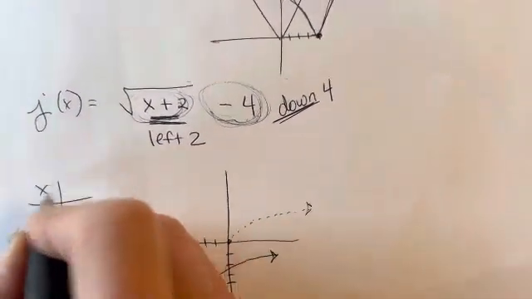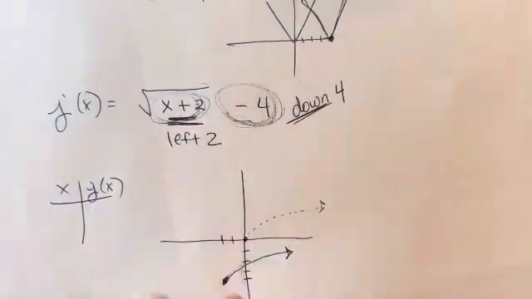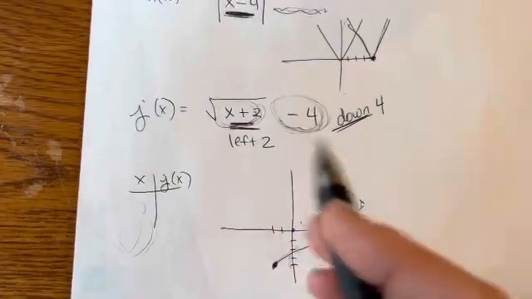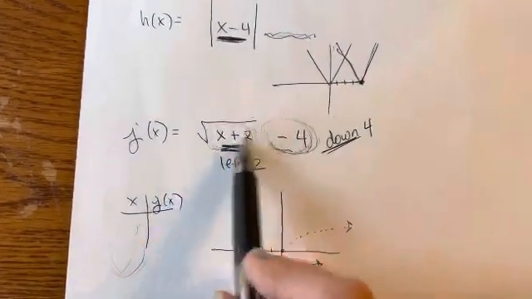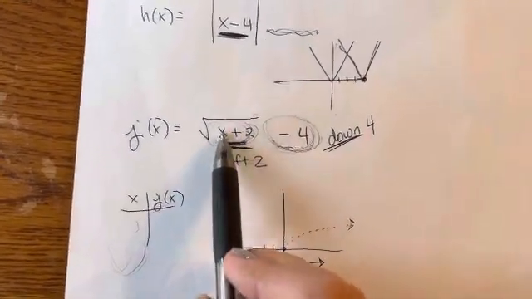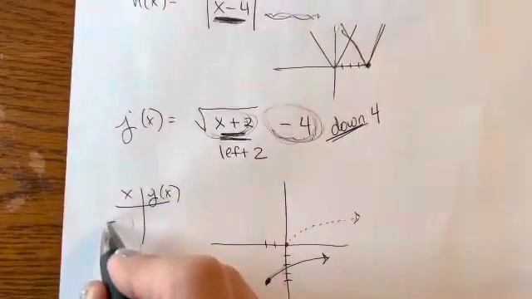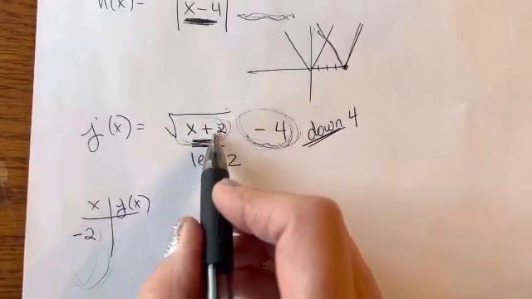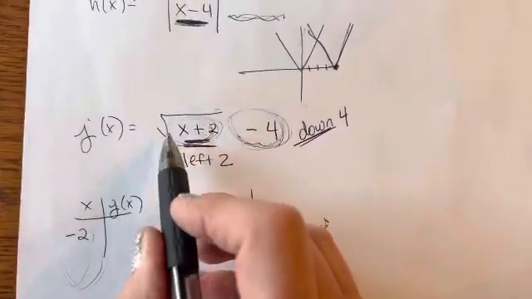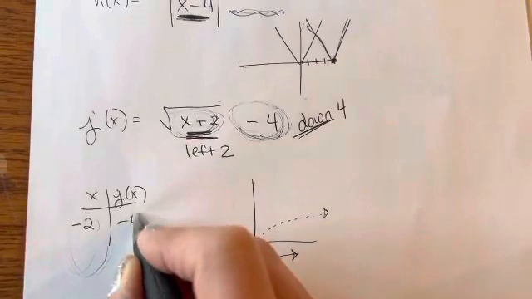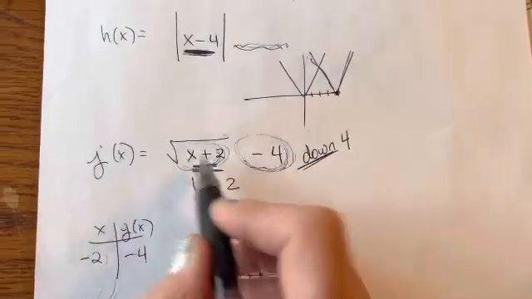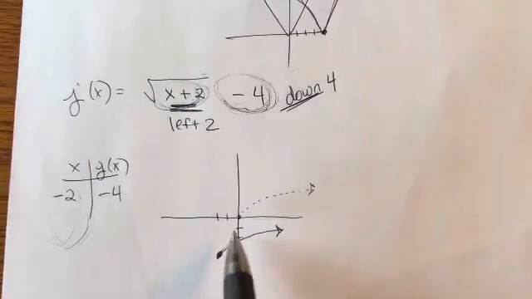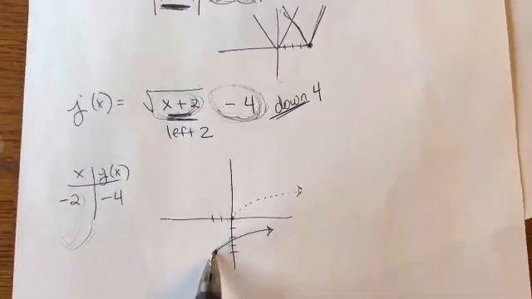So this is x, this is my j of x, or your y. You can plug in anything you want over here, as long as it's defined. You can't take the square root of a negative number. Now notice I can plug in negative 2, because negative 2 plus 2 is 0. The square root of 0 is 0, and 0 minus 4 is negative 4. Use your calculator if you don't like to do that. But look, there's the point, negative 2, negative 4.